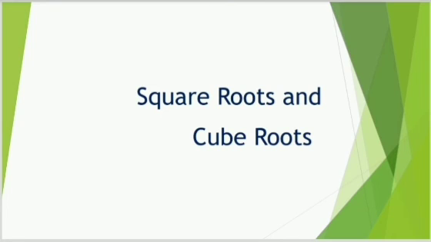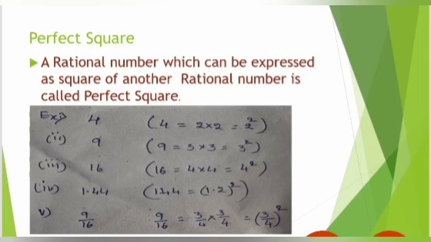Okay. Before going that, we are going to learn about what are square numbers and cube numbers. Let's start the topic with perfect square. A rational number which can be expressed as square of another rational number is called perfect square. So, a perfect square is a rational number which can be expressed as square of another rational number.